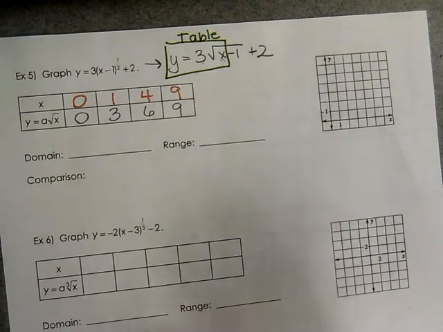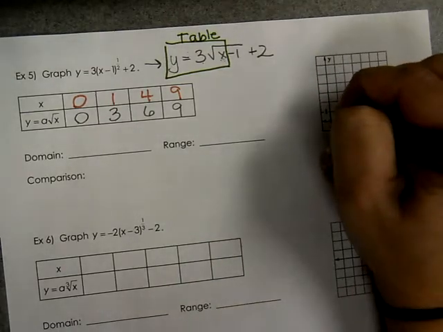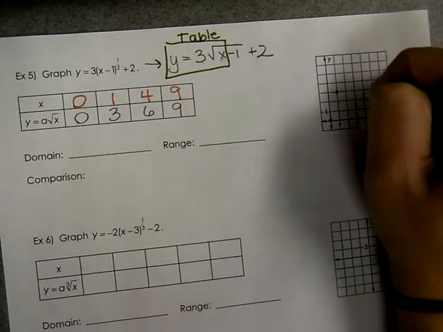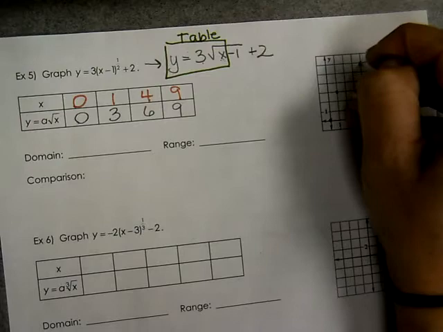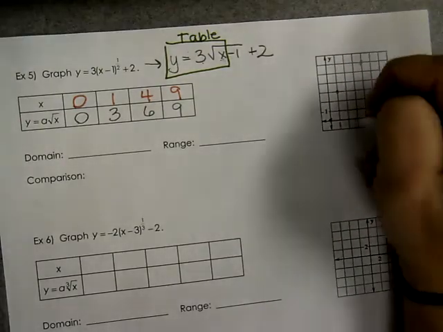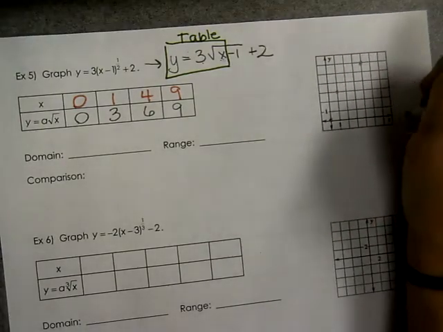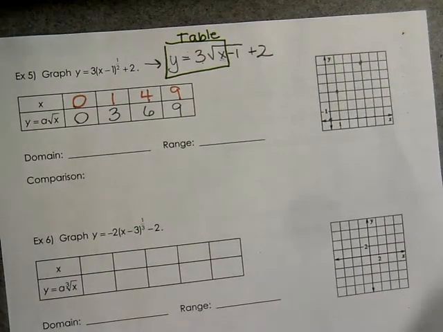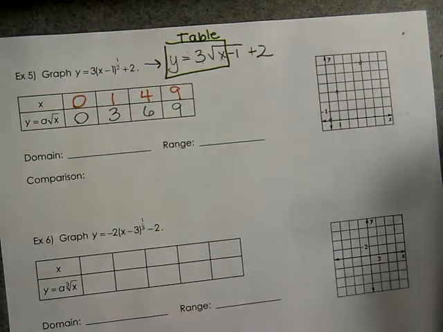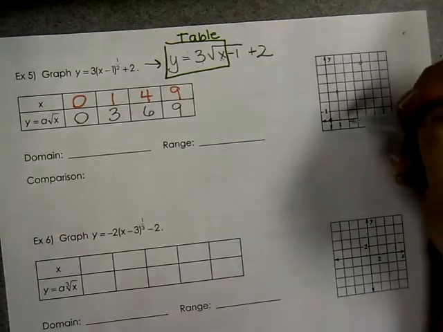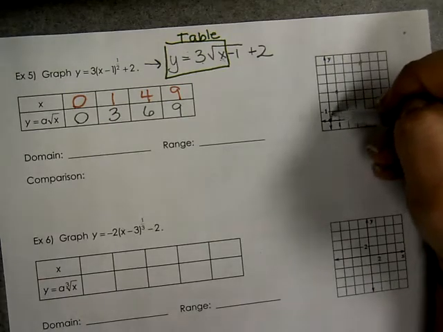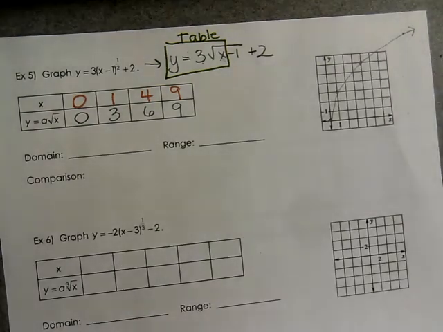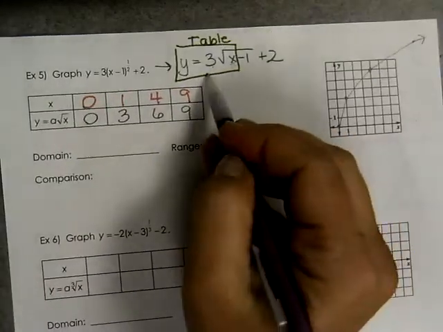So what we could do is lightly plot these points: 0, 0, 1, 3, 4, 6, and 9, 9, which is way out here. But we can see the shape that it's going to take. And we're going to do this very lightly, because this is not the actual graph. This is still step 1. This is just our table.